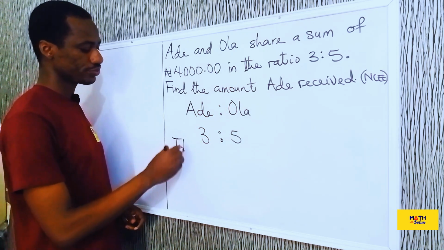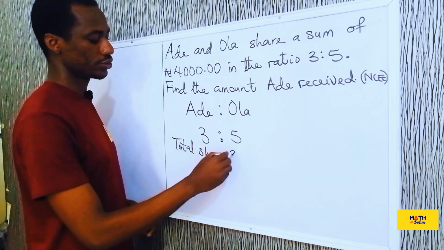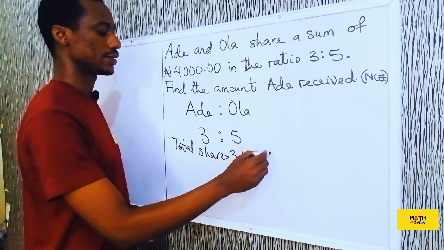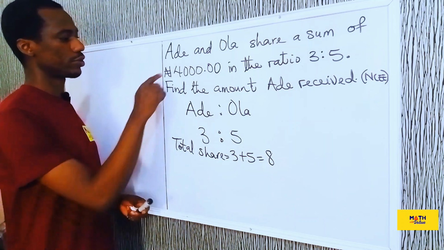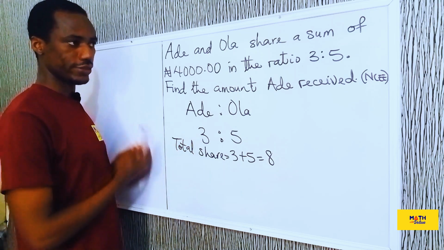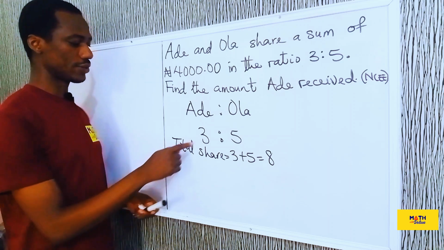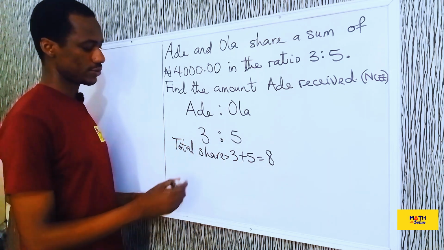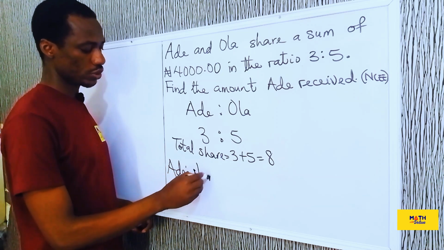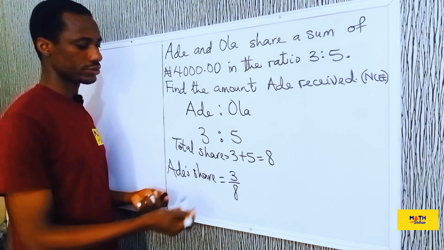Let's find the total share so that we can know the fraction. The total share will be the addition of the two ratios, 3 plus 5, and that is 8. So that means this money was shared into 8 places. Ade takes 3 and Ola takes 5 out of the 8. So that means Ade has 3 out of 8. So that's Ade's share. Now we are going to do 3 over 8, so 3 out of 8 of the total money.